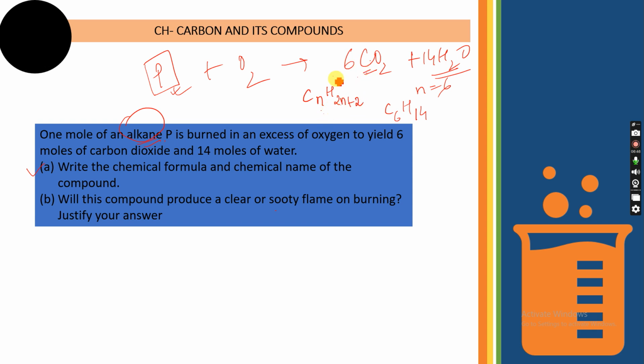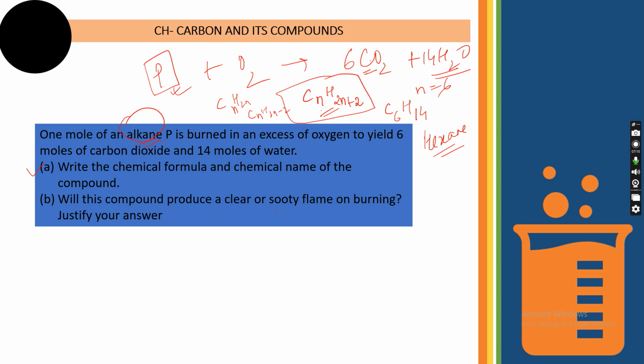Then you go for this formula, and since it is given alkane, for alkane you'll use this formula. If it is alkene, you'll go for CnH2n. Okay, and if it is alkyne, CnH2n-2. So alkane is given, so for this you'll use this formula. So C6H14 is the answer. Okay, now what is the name of this compound? 6 carbons, so that is hexane. Alkane is there, so hexane. Okay, name of the compound is hexane.